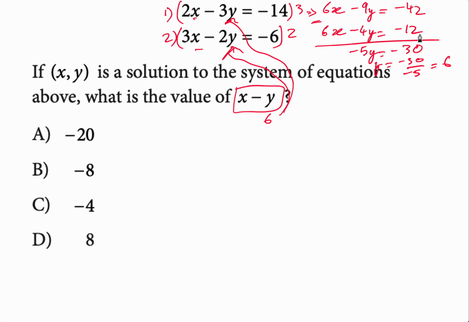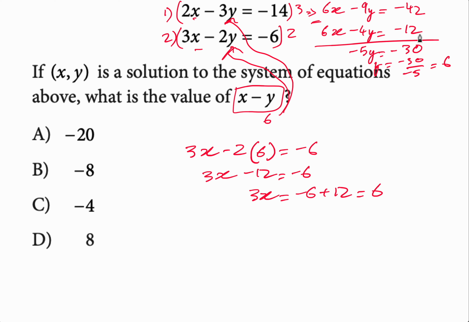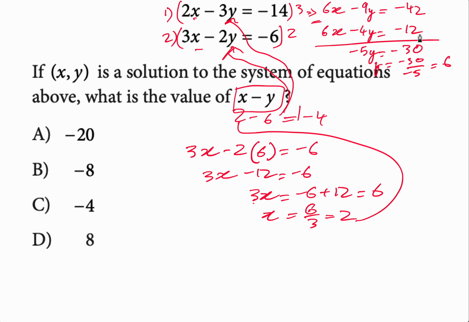I have 3x minus 2 times 6 equals negative 6. Okay, so I have 3x minus 12 equals negative 6, and then 3x equals negative 6 plus 12 equals 6, and then x equals 6 over 3. Because you have times over here, you bring it over here, that's 3, so that's x equals 2. So once you have that, you put it back in here, so that's 2 minus 6. So 2 minus 6 equals negative 4, and that is your answer.